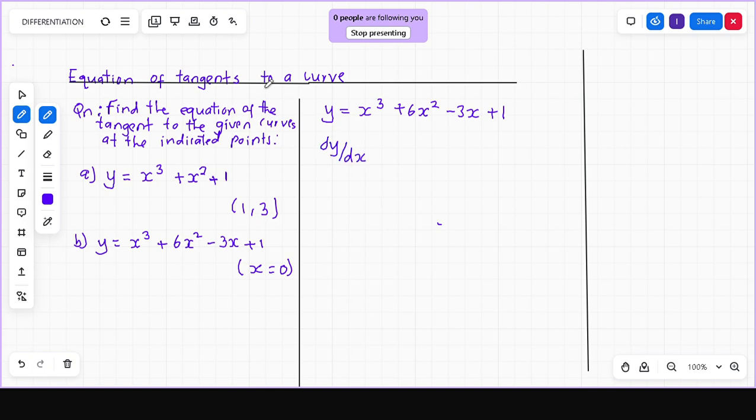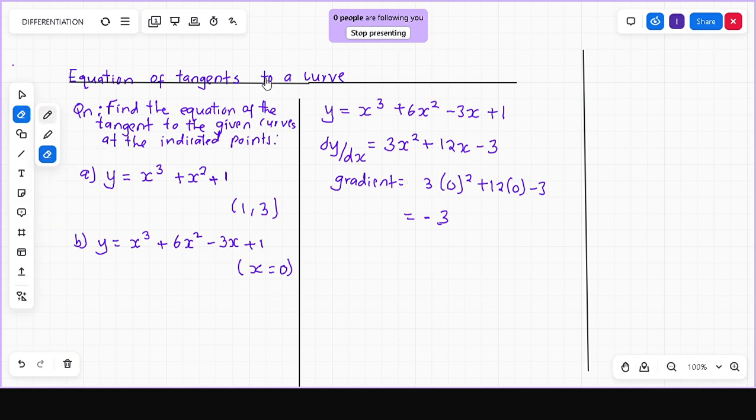Differentiating with respect to x gives you 3x squared, the power reduced by 1, plus 2 times 6, that is 12x, minus 3. Now the gradient of this given line: you substitute x equal to 0 from part B. So the gradient is equal to 3 into bracket 0 squared plus 12 into bracket 0 minus 3. So this gradient is giving you negative 3. So the gradient of this given curve at that given point is negative 3.